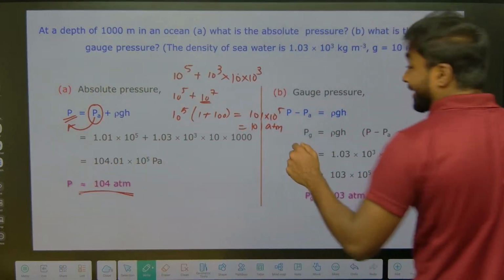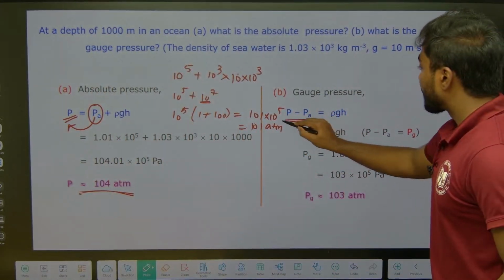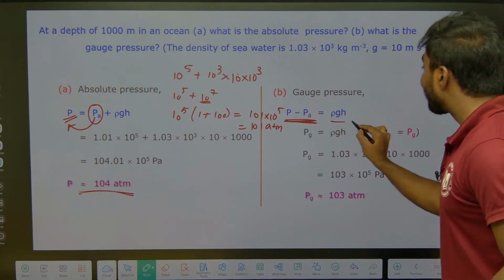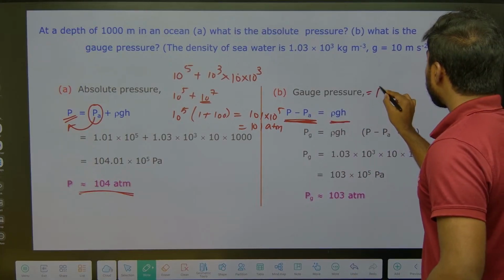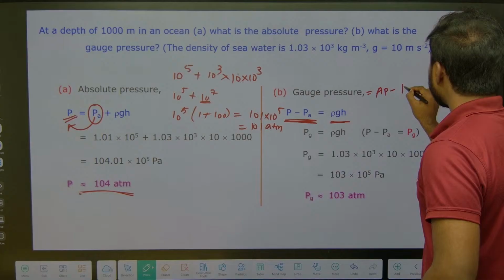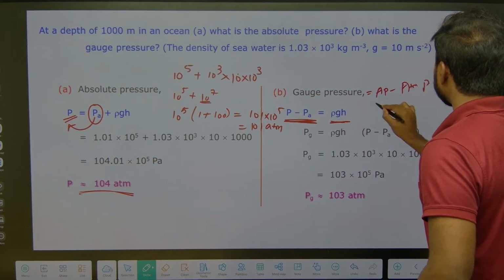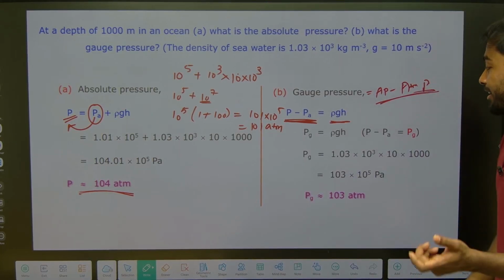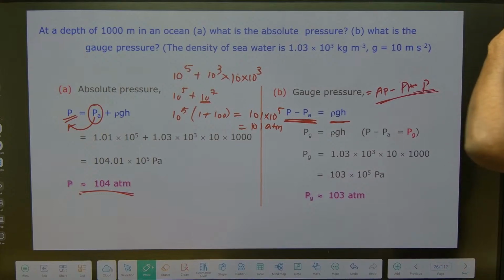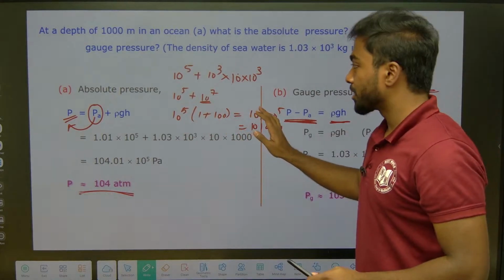And when I talk about the gauge pressure, absolute pressure minus atmospheric pressure will give me the gauge pressure. So it is absolute pressure minus atmospheric pressure, right? So I'll get the gauge pressure, got it? So this is about the first question and the second question, right?